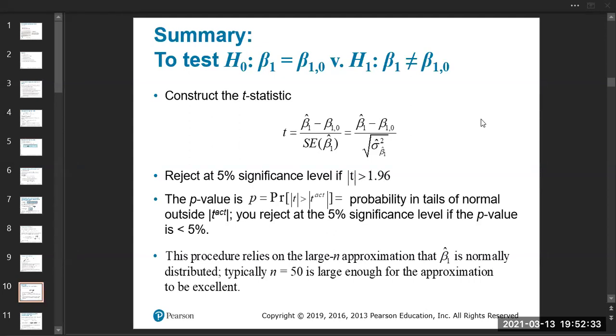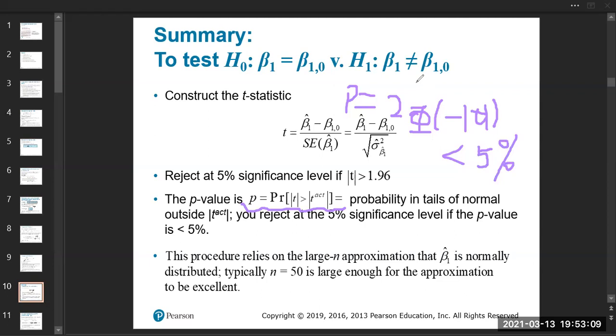In terms of p-value, I think you should use the phi of minus absolute value of t, times 2, in the two-sided test. So in the two-sided test, p is 2 times phi of minus absolute value of t. If you're comfortable with this equation, it's also fine. Then if it's smaller than 5%, you reject, or the test is significant at the 5% level.